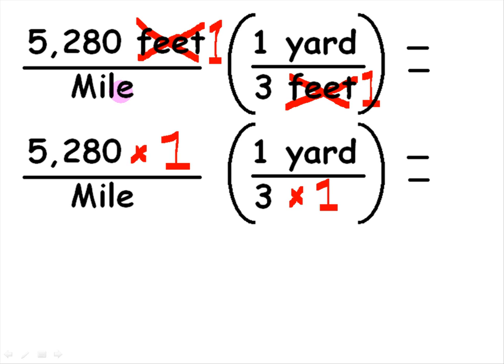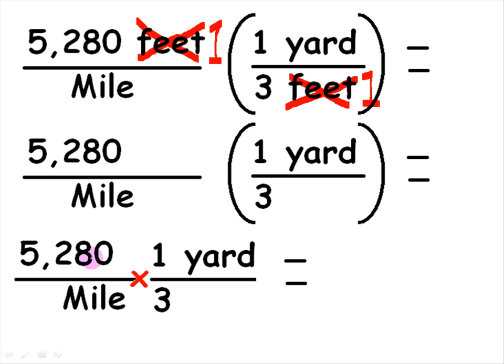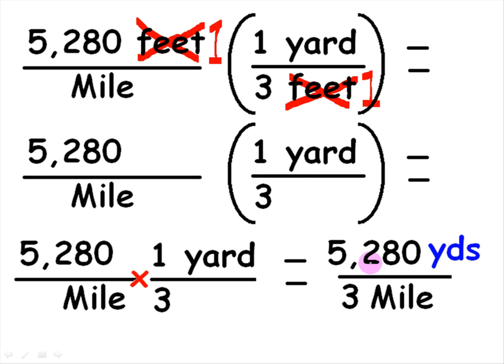Do the multiplication, and we wind up with 5,280 times 1 yard, all over miles times 3, because the feet cancelled and became 1. That can be rewritten as 5,280 yards per 3 miles. Now I changed the color of yards here because this is yard spelled out, and this is the abbreviation for yards. So now we will take a look at this.